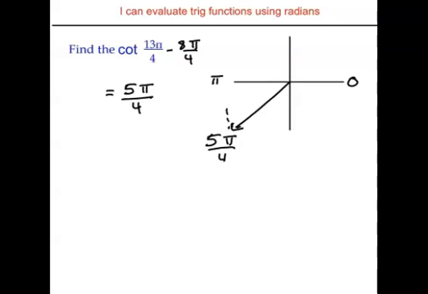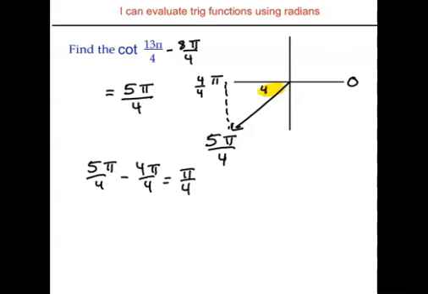And we'll go up. All right? And so remember, if we're going in fourths, 5 fourths is the same as 4 fourths. So how far is it from 5 fourths to 4 fourths? It's 1/4. So this reference angle is 1/4 pi.